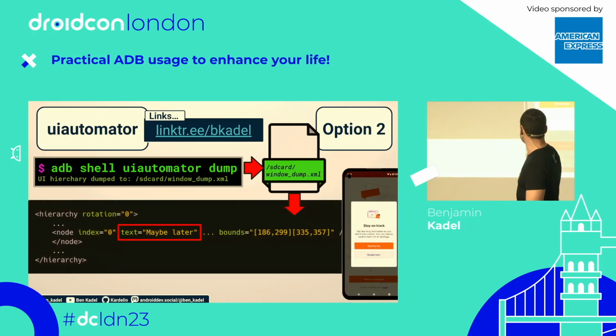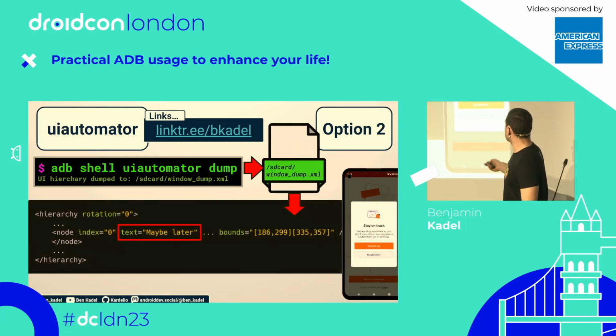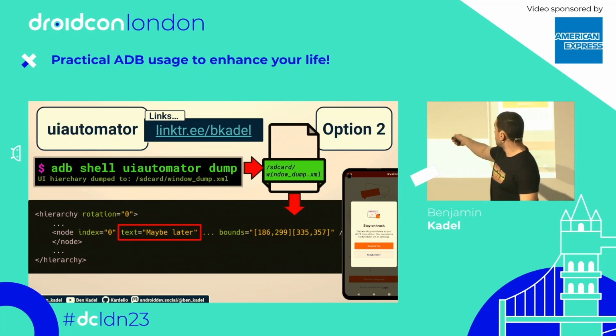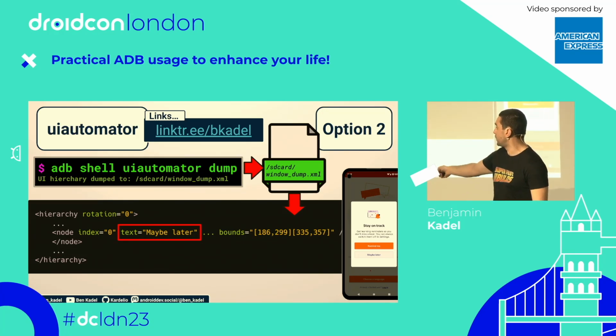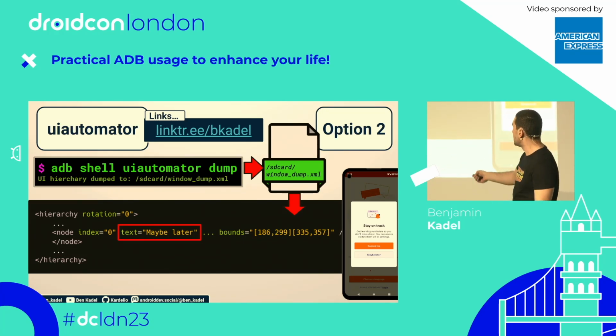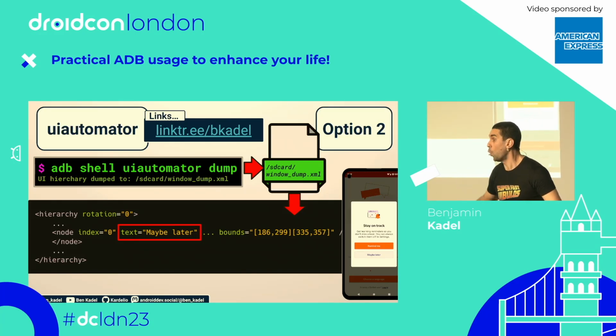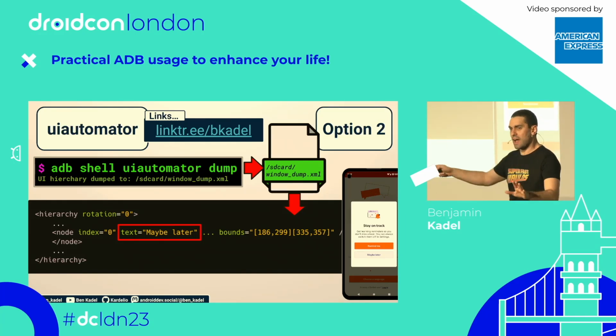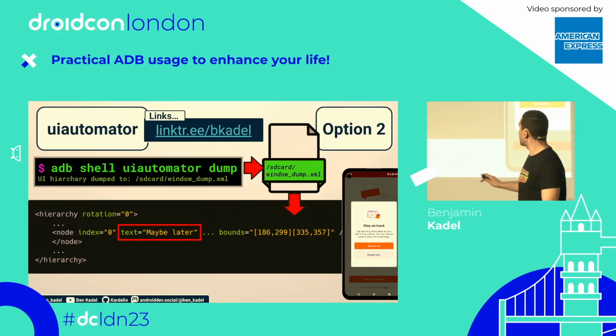For example, we have this screen on the right. We got this screen here, and we got this maybe later button in gray. It's very small. I did a uiautomator dump, and I found inside the huge output, which has been concatenated because it's massive, this node that contains the text maybe later. That's my button. And once I've done that, I can do whatever I like. I can find all the kind of elements I like.